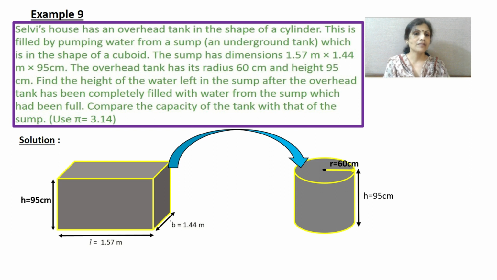What we are asked is to find the height of the water which is left in the sump after the overhead tank has been completely filled with water from the sump which had been full. Okay, and we also have to compare the capacity of the tank with that of the cuboidal tank. We have to consider the value of pi as 3.14. Alright, so all the specifications we have done, we have drawn the diagram, we have written the measurements there. Let's start solving the sum now.